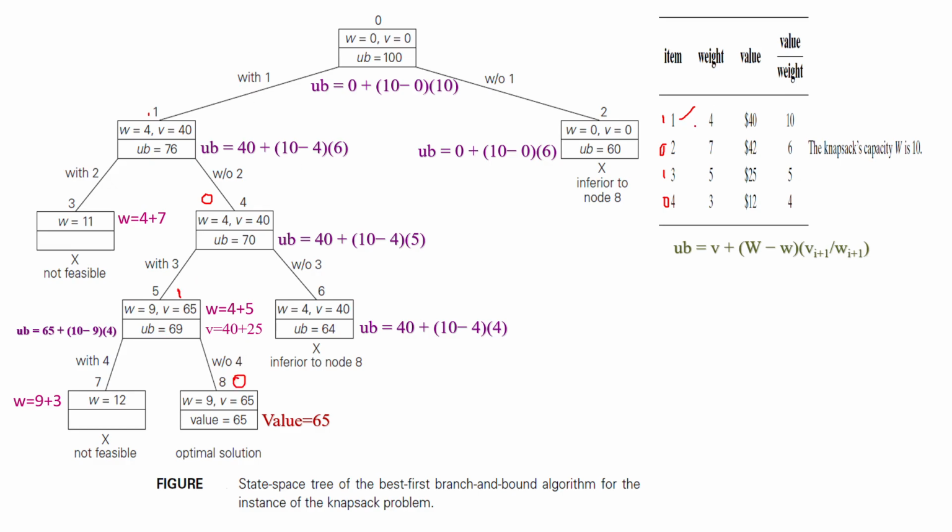So same thing if I write here, 1 means the first item and third item you have included. And what is the value you will get if you add up 40 plus 25? 65. That is the solution you got here. This is how knapsack problem solutions are obtained using the branch and bound design strategy. Is it clear now? Thank you.